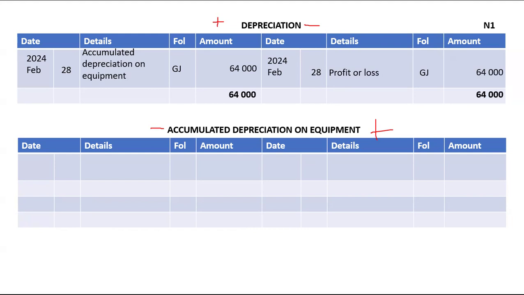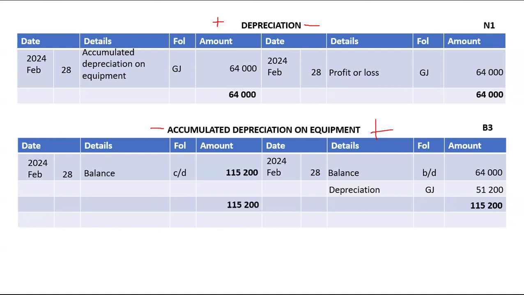If accumulated depreciation is a financial position account, it will have balance brought down from the previous year, which will be the 64,000. It will increase by current year depreciation, which was 51,200. Then you can calculate balance carried down as well as balance brought down.